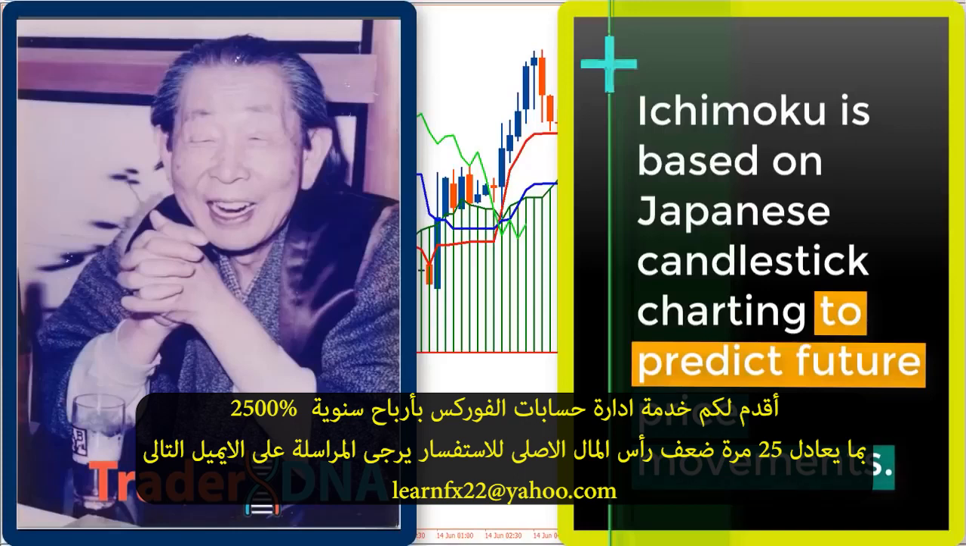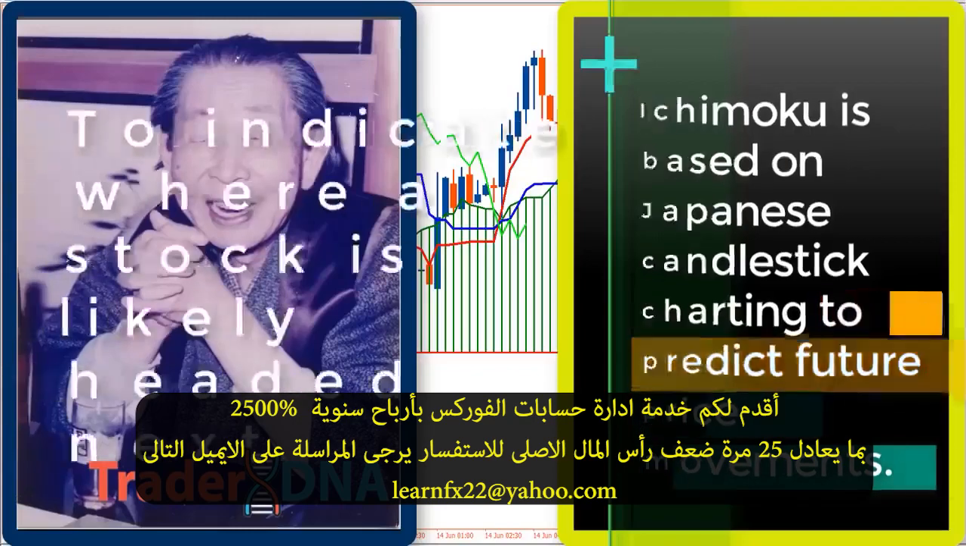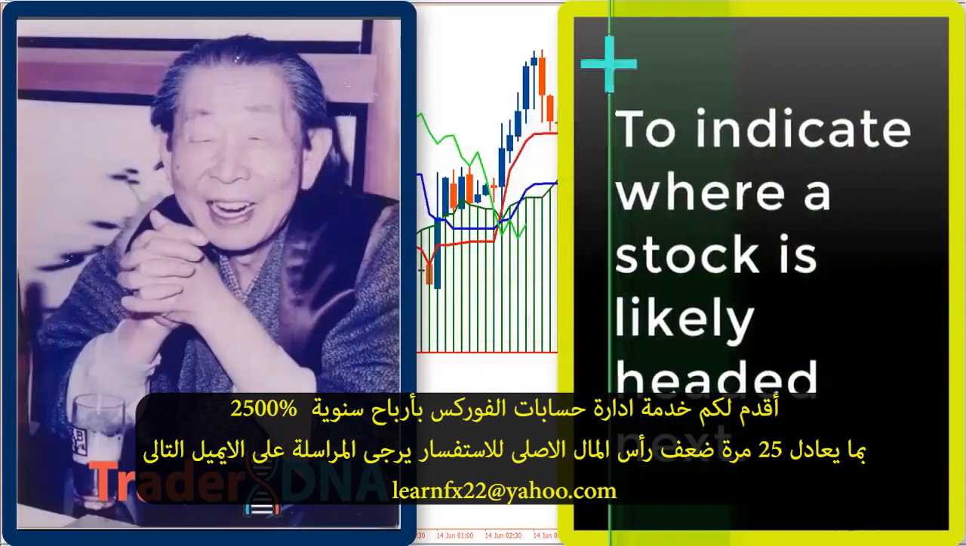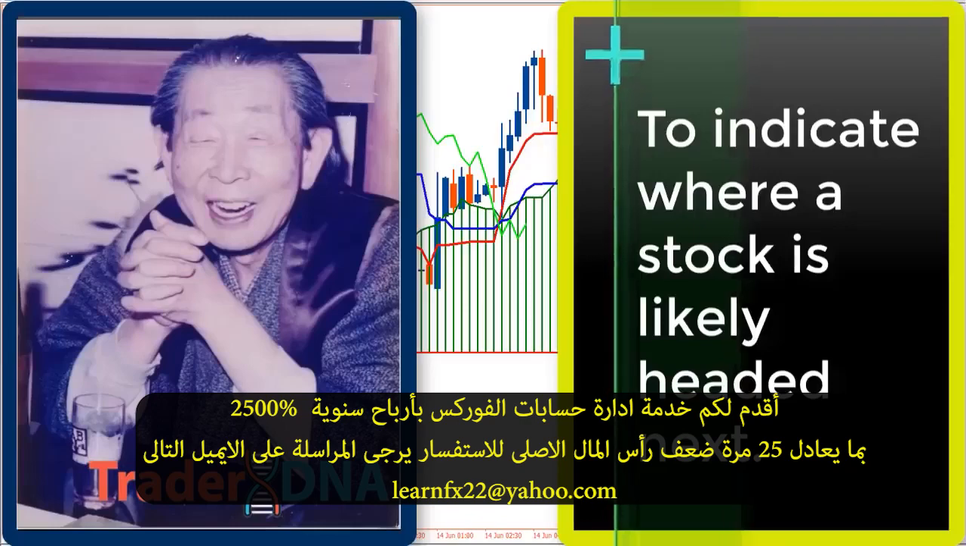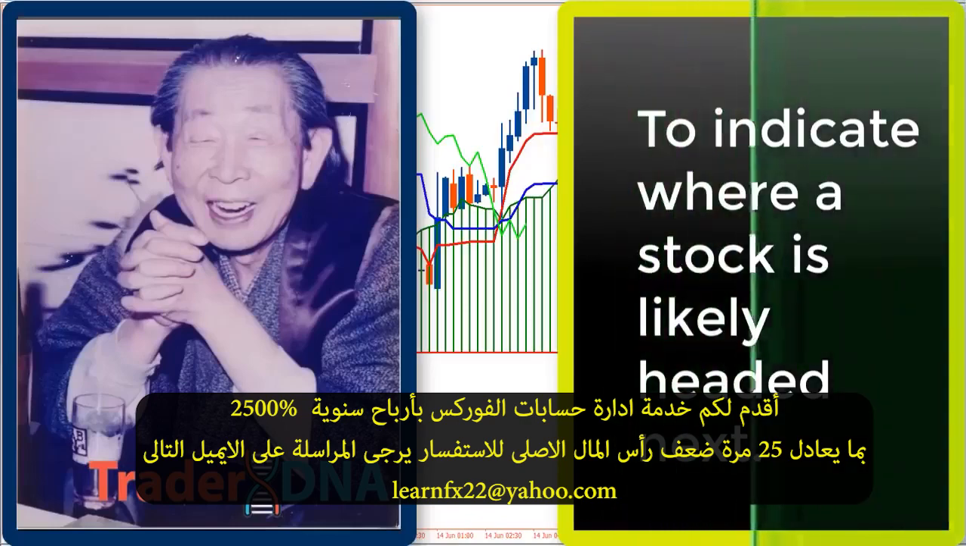The idea behind the Ichimoku cloud strategy is to use a moving average-based trend method to indicate where a stock is likely headed next. In addition to price action, Ichimoku uses time as another element, and because greater data points are used, it is generally regarded as providing a clearer picture than Japanese candlesticks.